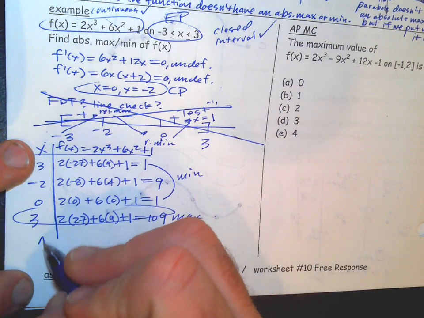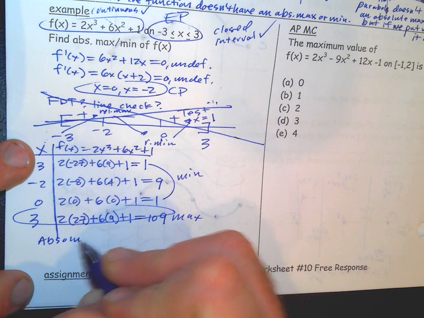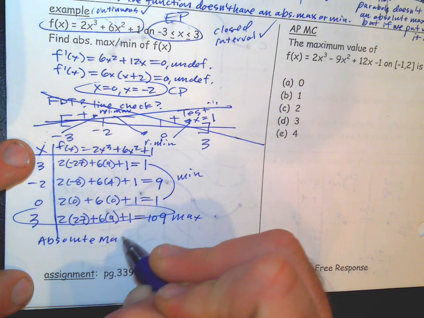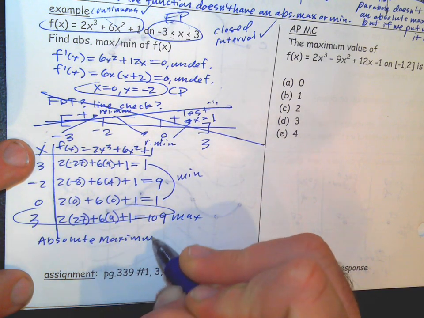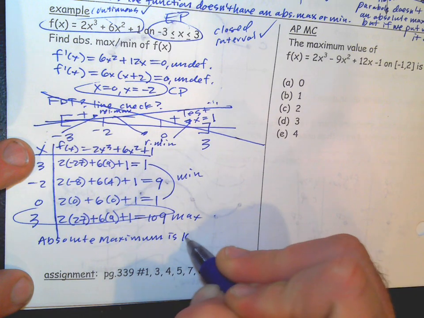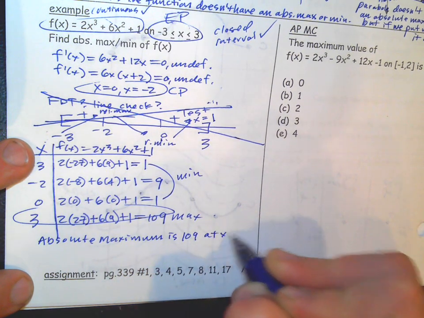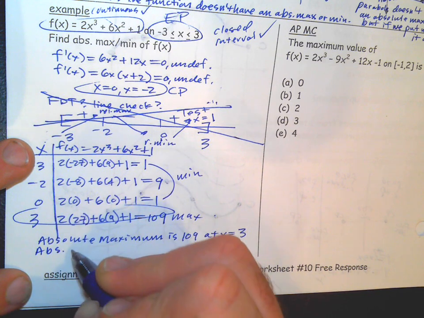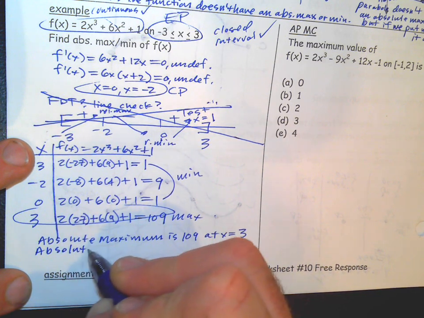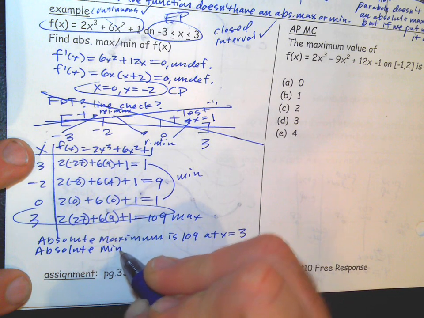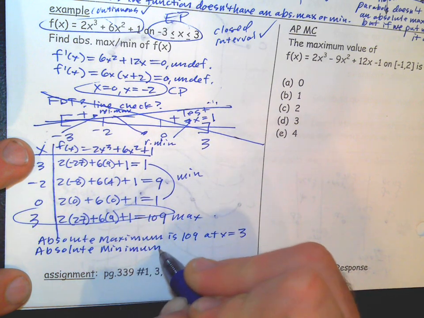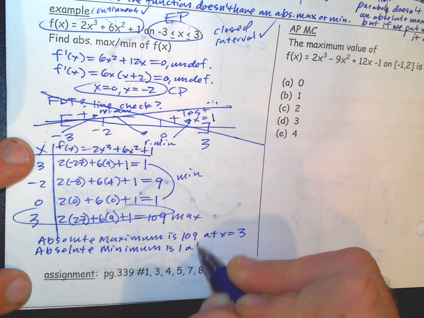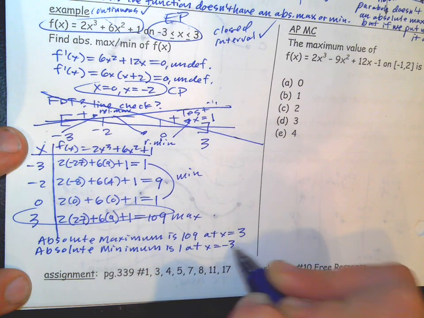So we're going to say the absolute maximum is 109 at x equals 3. The absolute minimum uses the same work. Don't need to do any extra work. It's the same exact work. Absolute minimum is 1 at x equals negative 3 and 0.